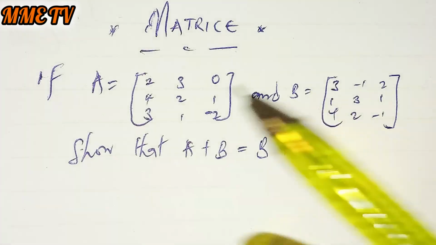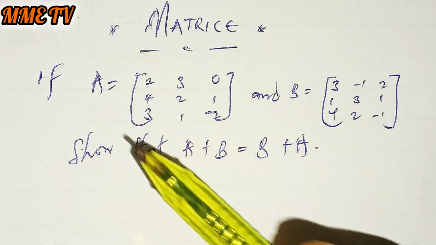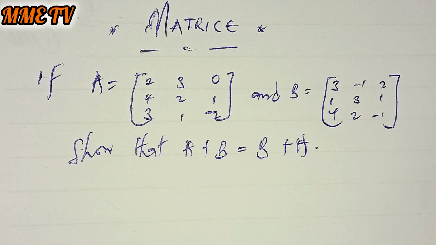Assuming that you see yourself somewhere where you are being asked on the matrix, they say if A is the bracket 2, 4, 3 in a row, then 3, 2, 1 in a row, 0, 1, minus 2 in a row, and B is the bracket 3, 1, 4 in a row, minus 1, 3, 2 in a row, 2, 1, minus 1 in a row. You are asked here to show that A plus B is equal to B plus A. Now, this is a question that is always obtainable under the addition and subtraction of matrices.